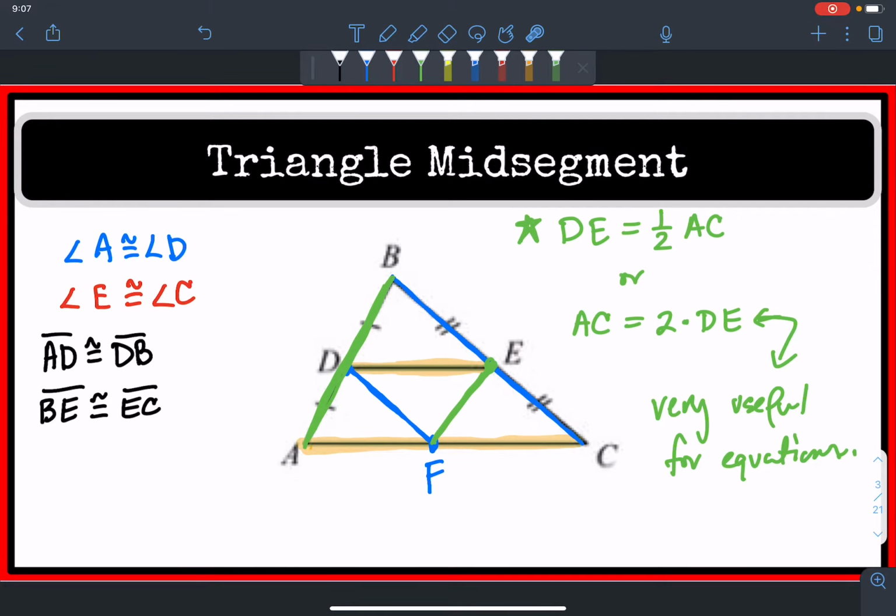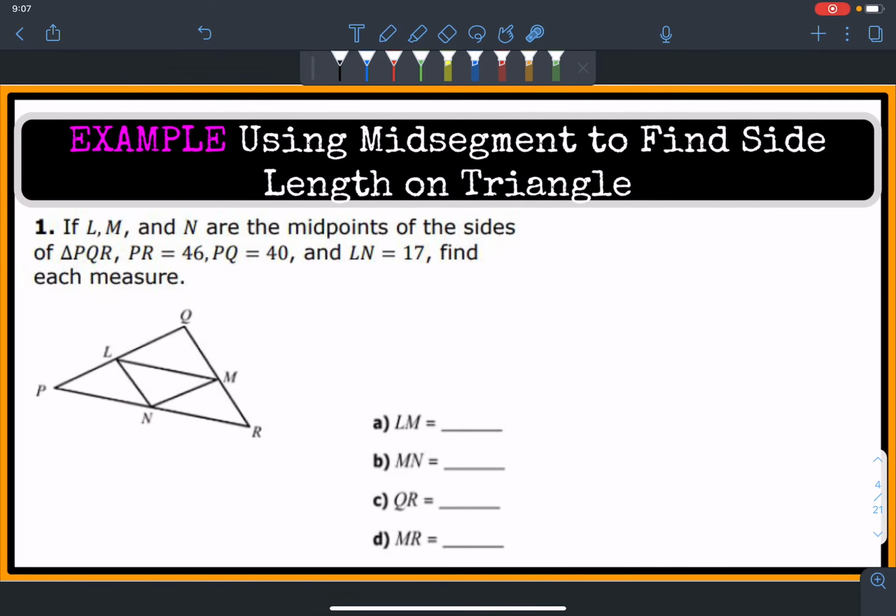So let's look at an example of this situation. As you see right here, let's start by identifying what they tell us. They tell us that these points are in the middle. As it says right there, they're midpoints. So having these midpoints and connecting them with straight lines creates mid-segments.